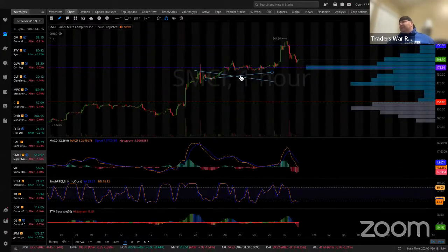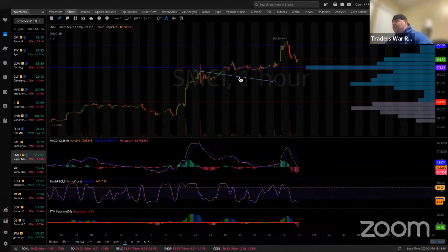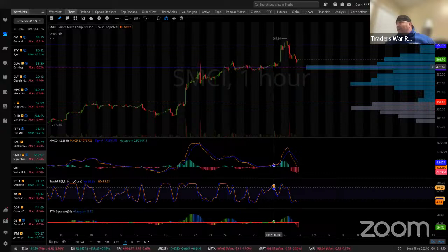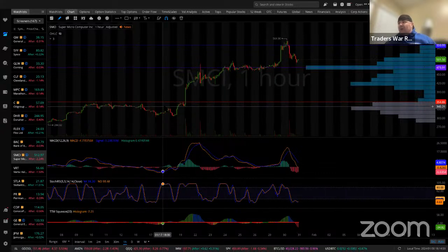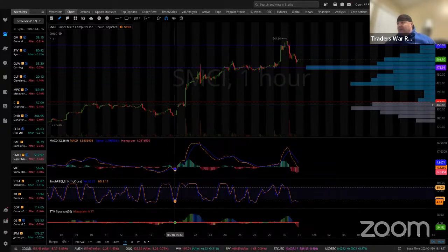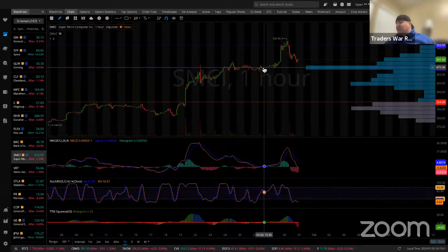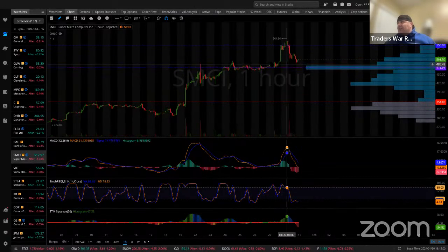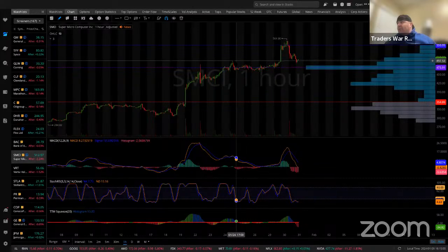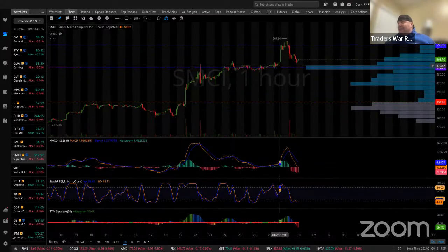SMCI, let's talk about it. So this was a decent one. Came out of this consolidation zone, popped extremely hard. Now, this was one of those that people were shorting pretty decently because it had this pop and then it kept going up for a couple of days. In this consolidation zone here, there was actually a lot of short volume on this one, and these shorts just absolutely got smoked.